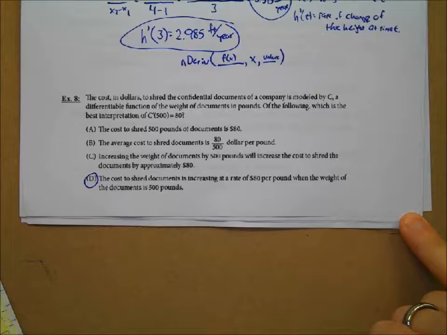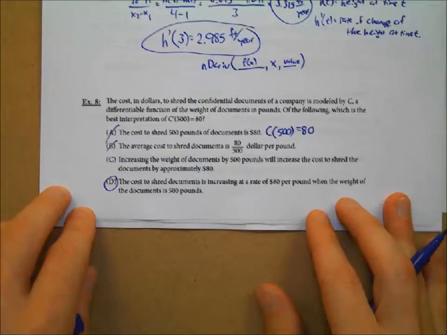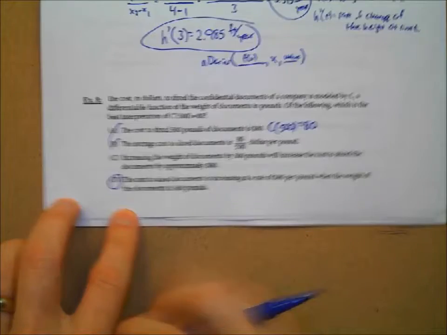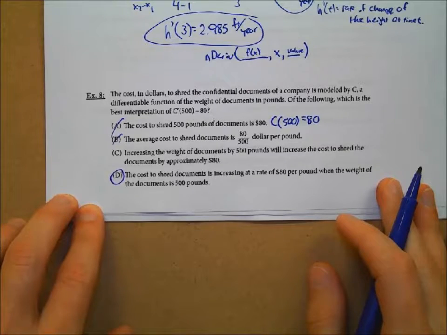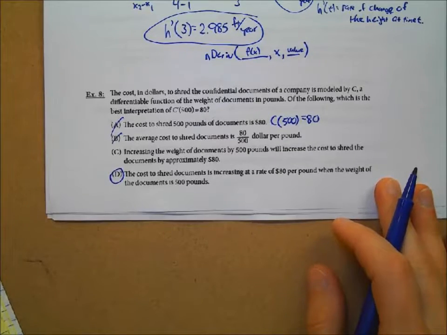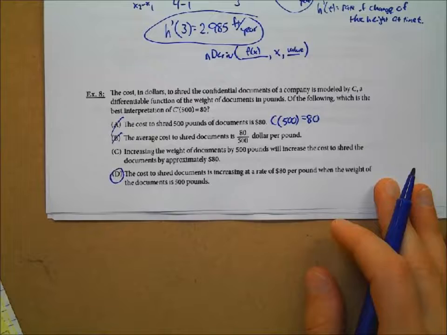The average cost to shred documents is $80 per pound at 500. Again, average, if it's C prime, we're talking about instantaneous, not average. And then, Clayton, question? So is it kind of like saying at the point 500, the slope is 80? The rate of change of the cost is $80 per pound. Yes. So at 500, you're increasing the amount of money you're going to be spending by $80 per pound of waste documents.